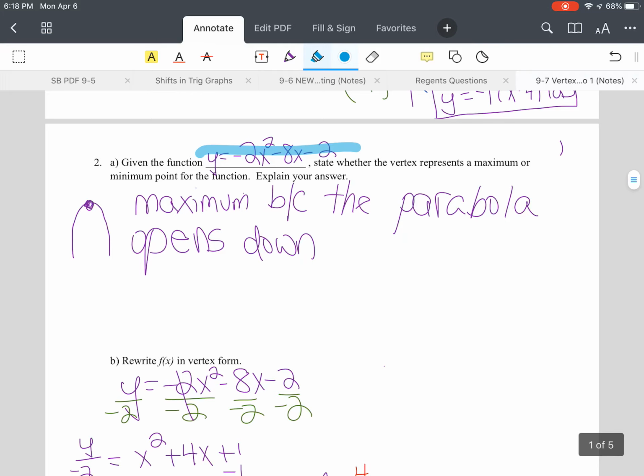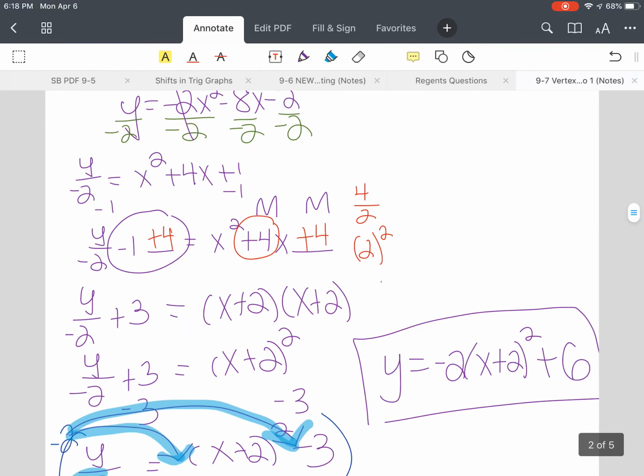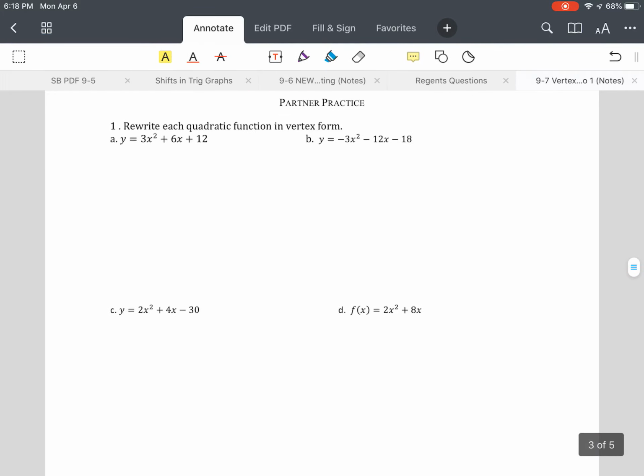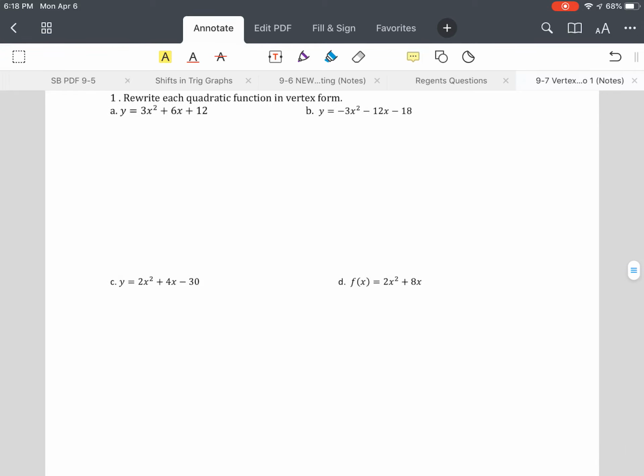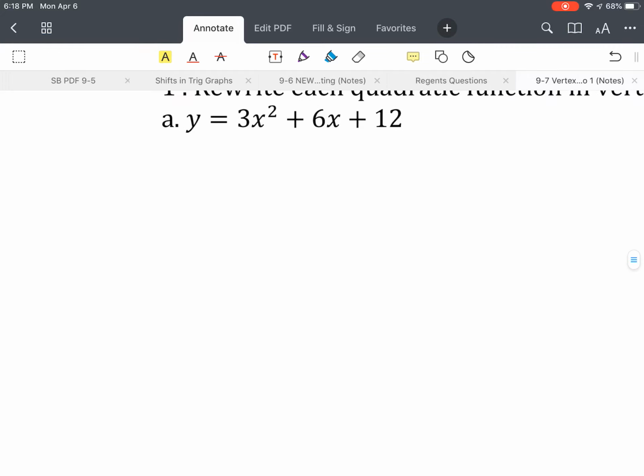All right, I'm going to do one more with you and then leave you to do a couple on your own. So we're just going to do a couple of these. We're going to rewrite them into vertex form using completing the square. This is what we've been working on. The only thing is there's going to be some sort of little difference because there's a number in front of the x squared. So I'm going to do a with you.